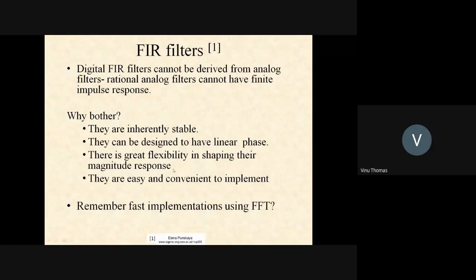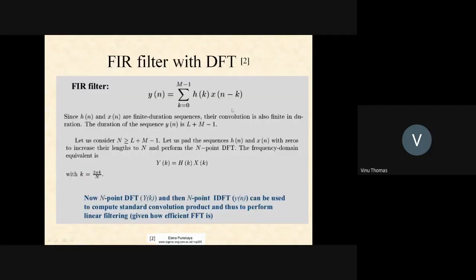So the implementation of FIR filters could be very fast, can be implemented in the frequency domain very easily by using FFT algorithms. So this is how you can do FIR filter implementation with the DFTs, which can be implemented using FFTs. So FIR filter can be implemented as this finite duration convolution. Since h(n) and x(n) are finite duration sequences, their convolution is also finite in duration, and the length being equal to L plus M minus 1. So instead of P, we have taken this to be M. So the length of the signal is L, length of the filter is equal to M.